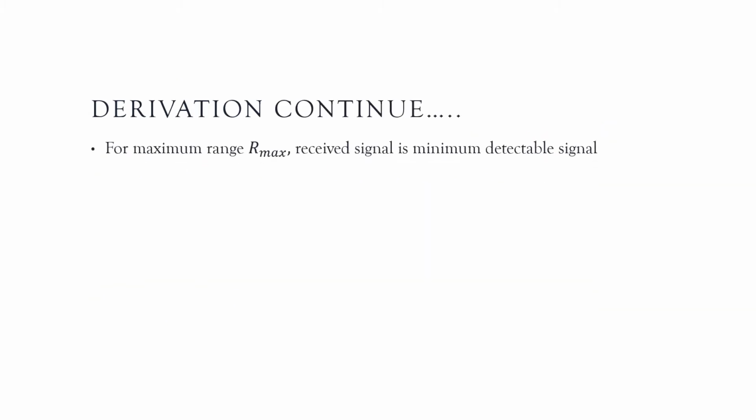Derivation continues. For maximum range, this is the most important thing. For maximum range Rmax, the received signal is the minimum detectable signal. This is common sense: if we want maximum range, the received signal will be the minimum detectable signal. So the power PR at the receiver end is equal to the minimum detectable signal if we take the range as maximum. That means if we take R equal to Rmax, PR is equal to S min.